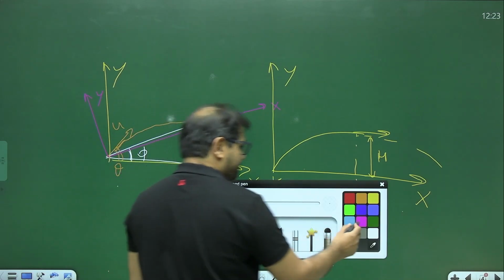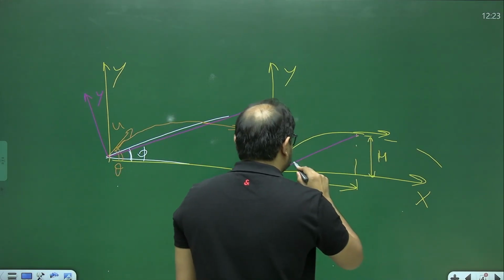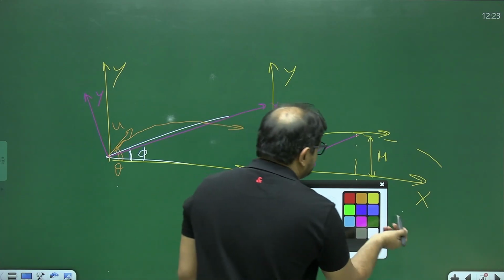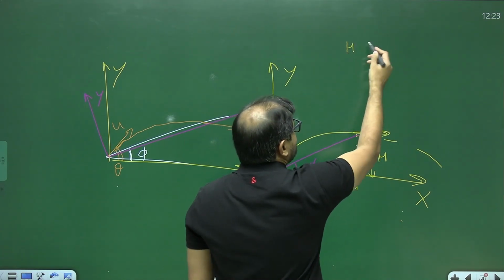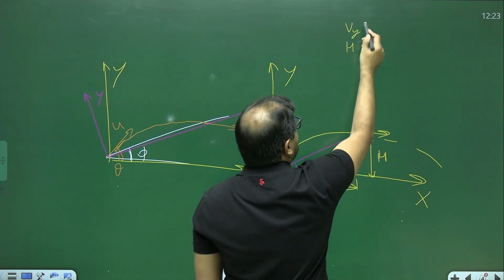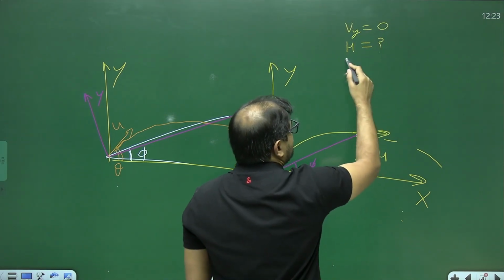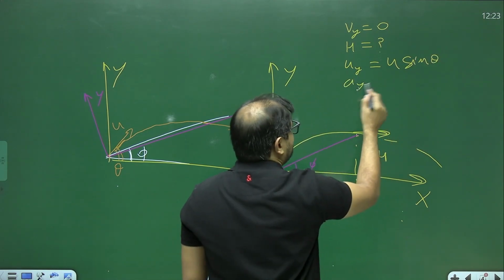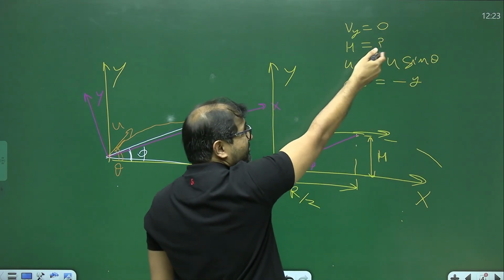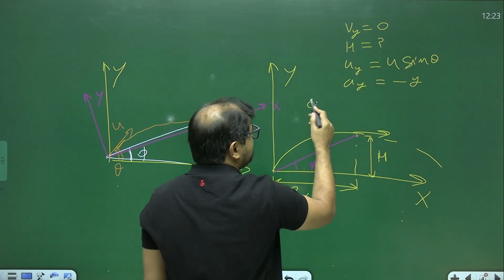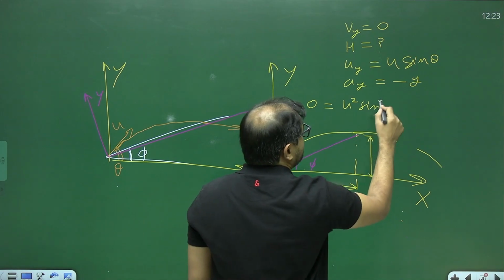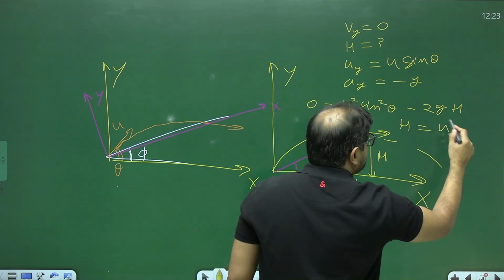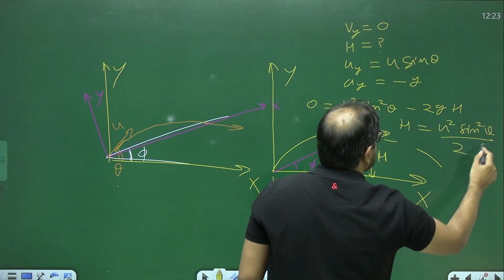And if we agree with that, this is angle phi. Can we find r and h? This should be trivial. The maximum height, when it achieves its maximum height, the y component of velocity becomes 0. Uy was, according to this new one, u sin theta. Ay was minus g. We can solve it for vy square equals uy square minus 2gh. So if we put that, 0 is equal to u square sin square theta minus 2gh. So we have got the value of h, which is u square sin square theta by 2g.